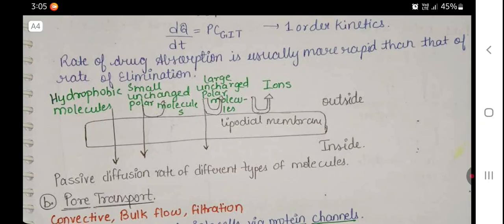Next is the small uncharged polar molecules. These can also penetrate. Then large uncharged polar molecules also penetrate, but to a lesser extent as compared to the small uncharged polar molecules. And the ions are not able to penetrate through the lipoidal membrane.